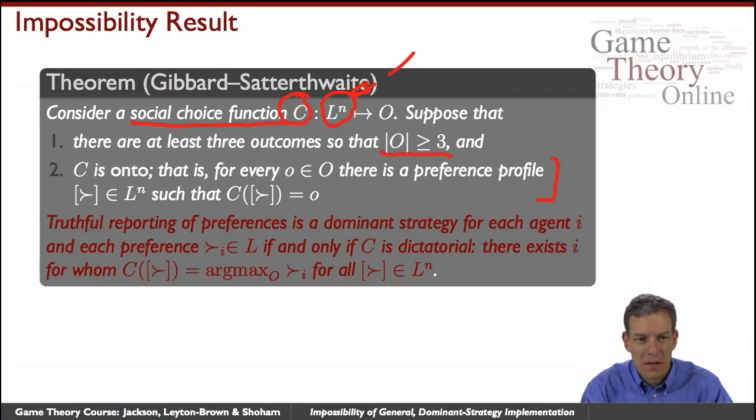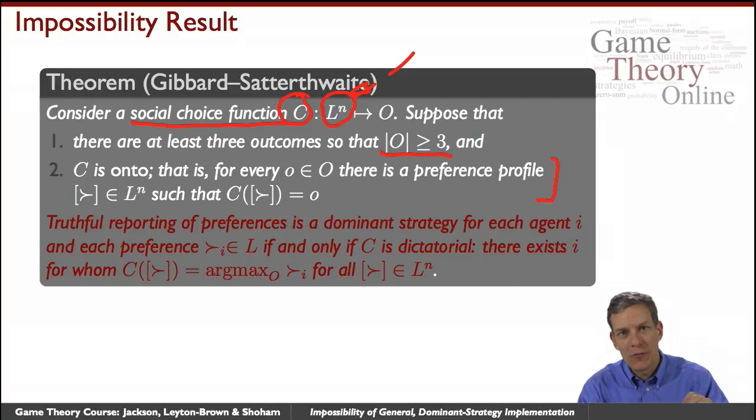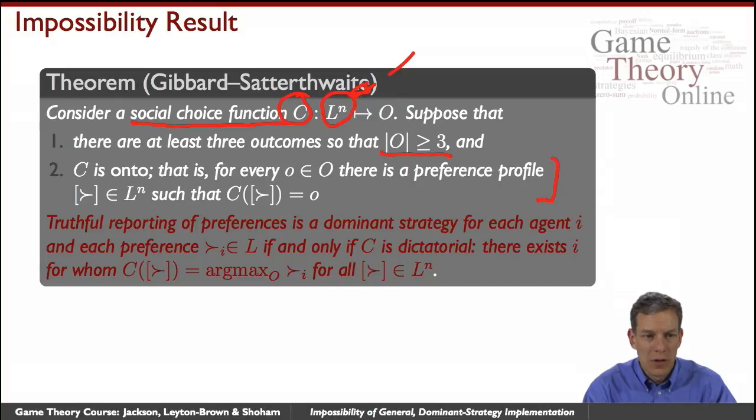And that condition can be satisfied quite easily. For instance, if you just required that your social choice function be unanimous. So if all individuals prefer the same alternative, we all say we love candidate A, then society should pick candidate A. If you put that minimal condition in, then indeed in this domain of preferences, C is going to be onto. So if we put those conditions in, then what does the theorem say?